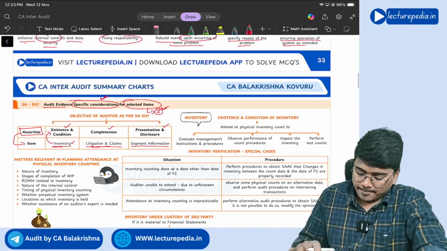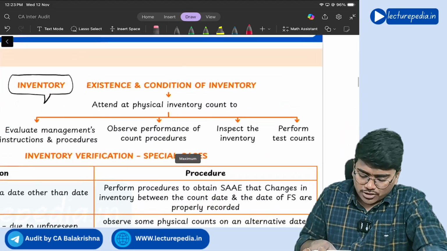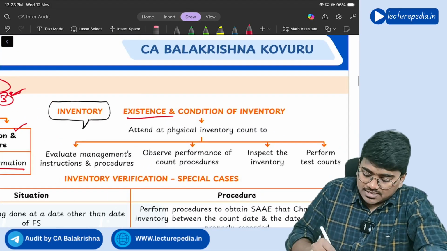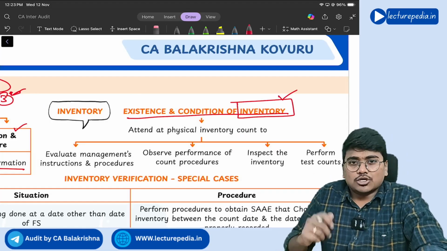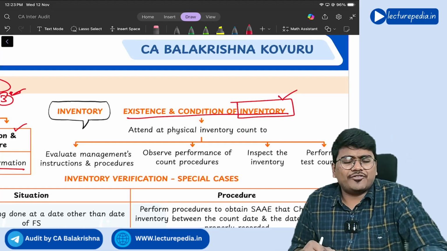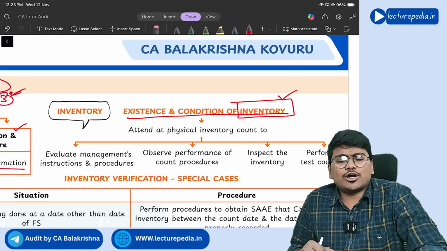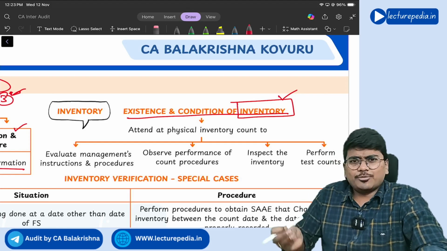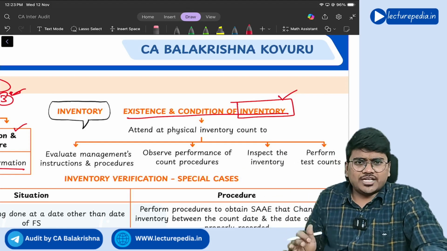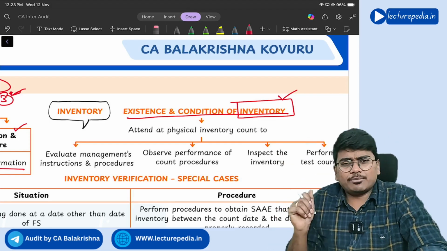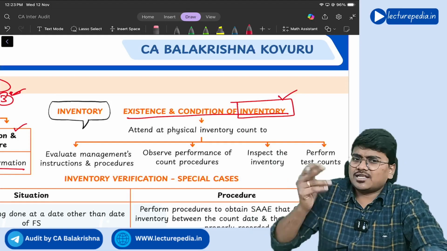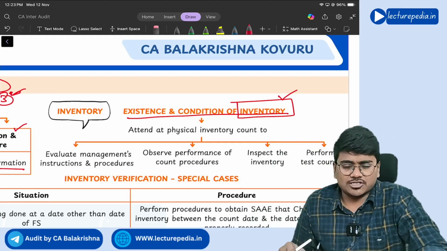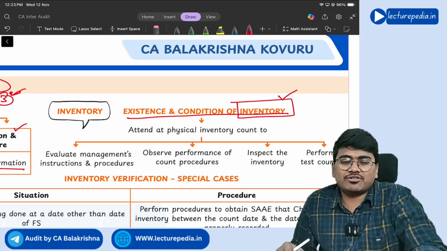Yes. So let us first of all start with existence and condition of inventory. With respect to existence of inventory, tell me generally what audit procedure you will perform. You will perform physical verification. You will physically go to the place where inventory is present and you will check whether actually inventory is in existence or not. Correct. So the same procedure is prescribed even by the standard.